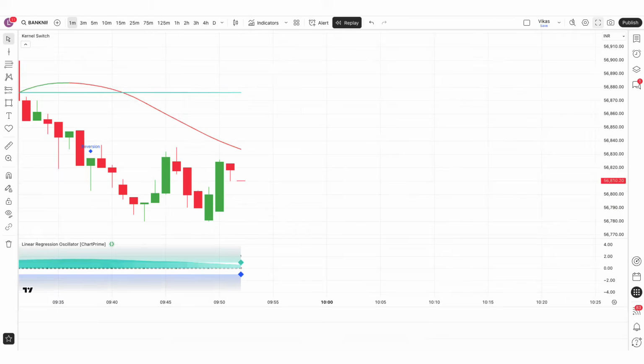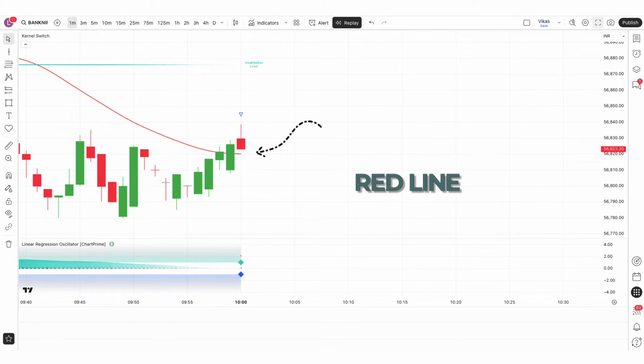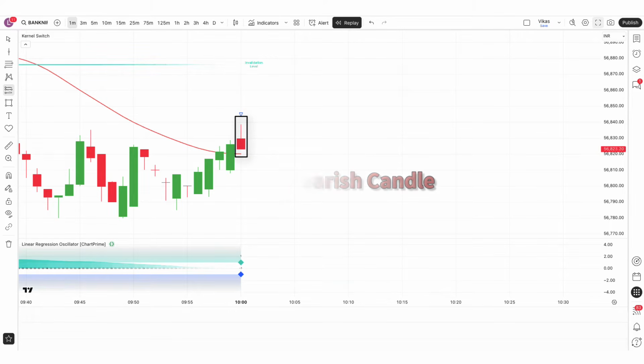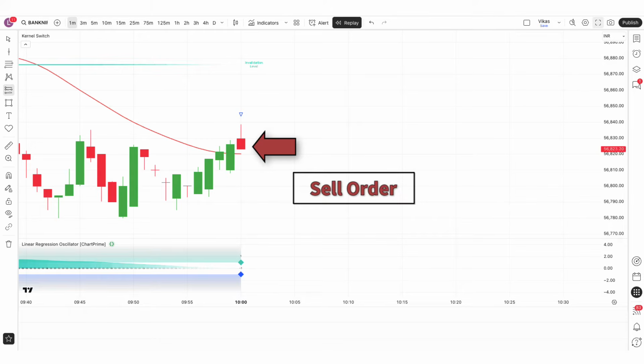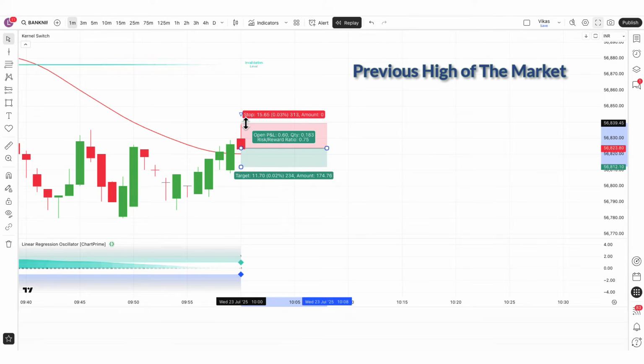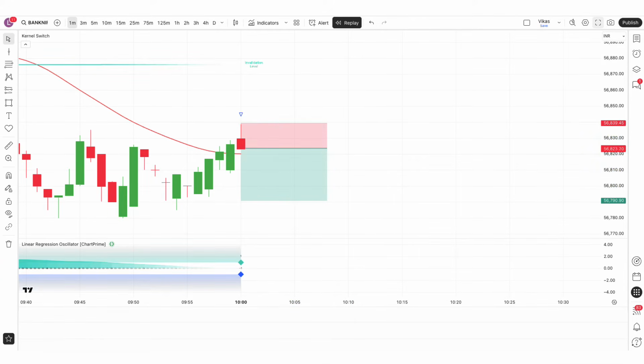Let's see how we use these trading setups. When the linear regression oscillator indicator gives us a sell signal, the kernel switch indicator should be a red line, the linear regression oscillator should show a bearish reversion cross signal, and the market forms a bearish candle. If this condition is fulfilled, then we will place a sell order. Our stop loss is to be placed at the previous high of the market. And the risk to reward ratio will be 1:2.